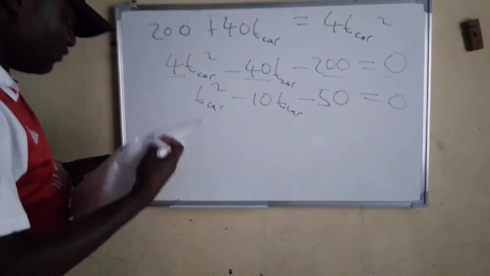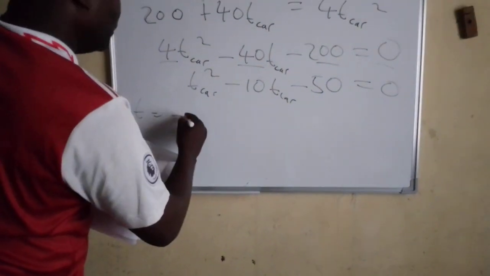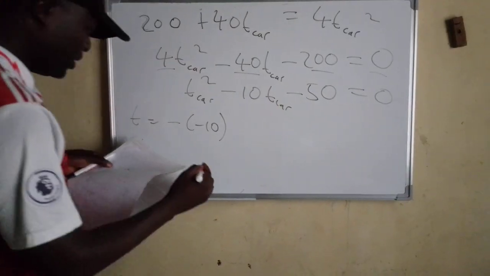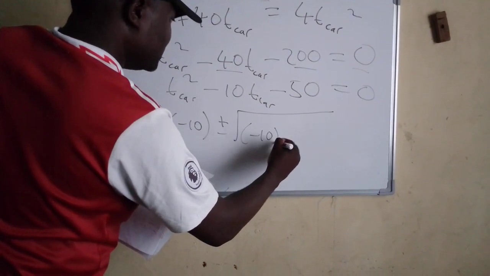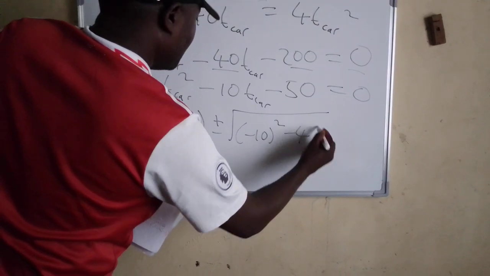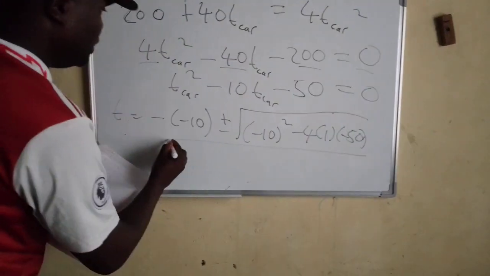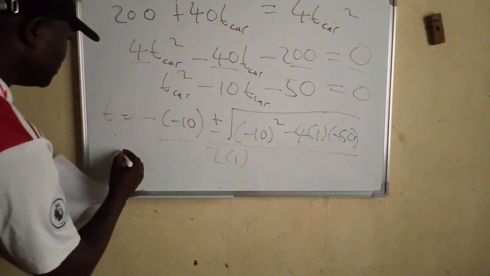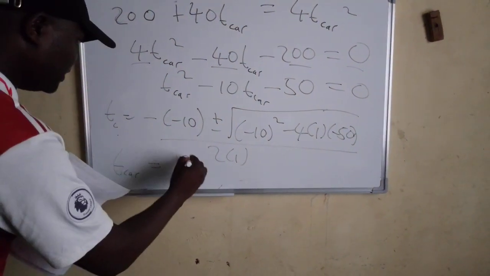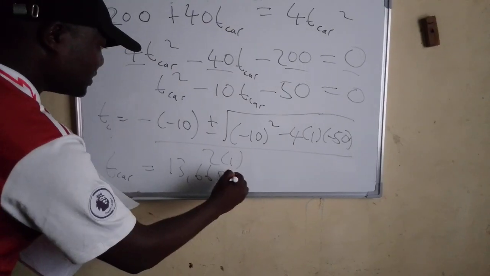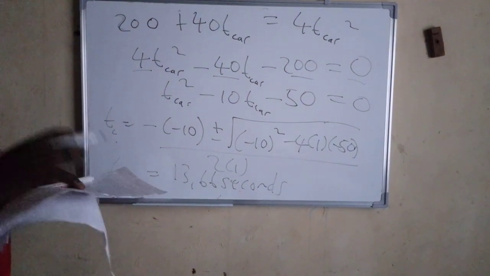The time after which the car overtook the bus. So this will reduce to t equals 10 plus or minus the square root of minus 10 squared minus 4 times 1 times minus 50, all over 2 times 1. So the time for the car there would be 13.66 seconds. So the car overtook the bus after 13.66 seconds.